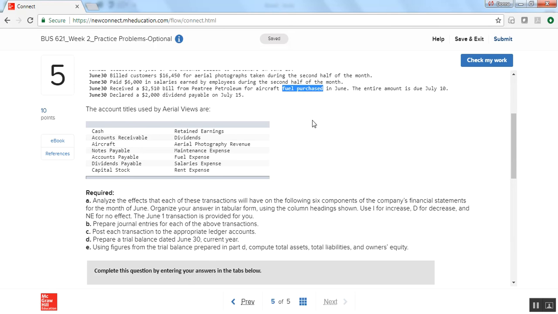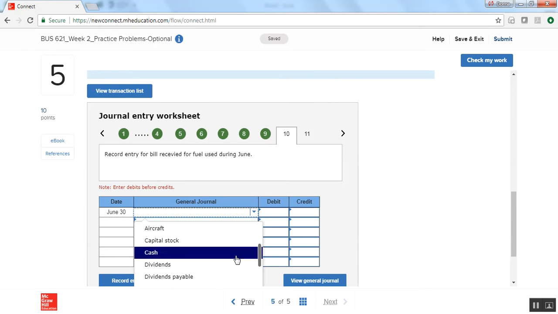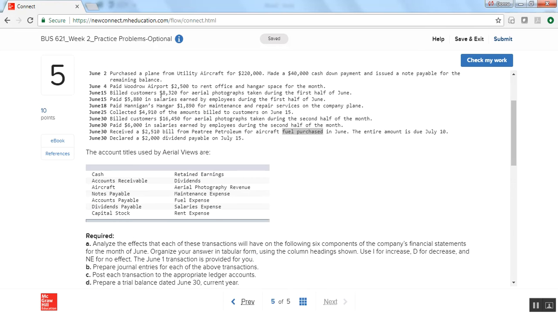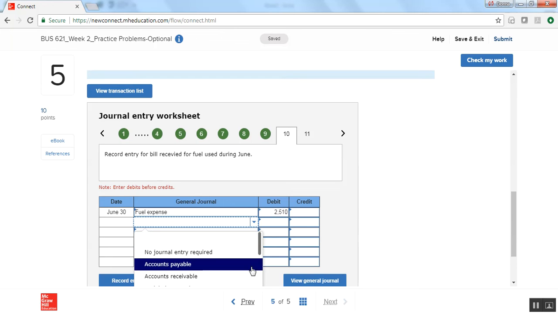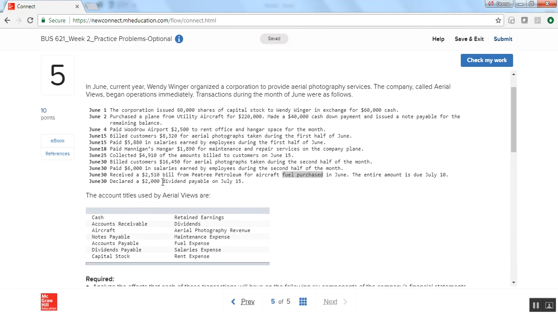Okay? So this is going to be an expense for fuel. So let's see if we have fuel expense. I think it was $2,500, right? No, 2,510. Sorry. Again, expenses decrease equity, so it's a debit. And then we're expecting to pay it in the future for a purchase, so it's going to be a credit. Our accounts payable go up, that's a liability. Credits increase liabilities.